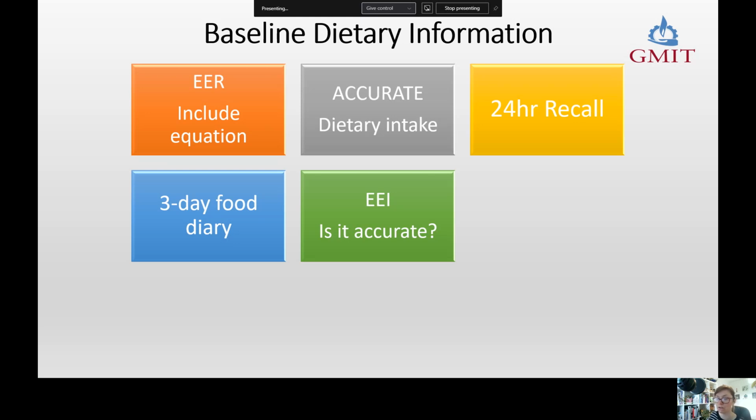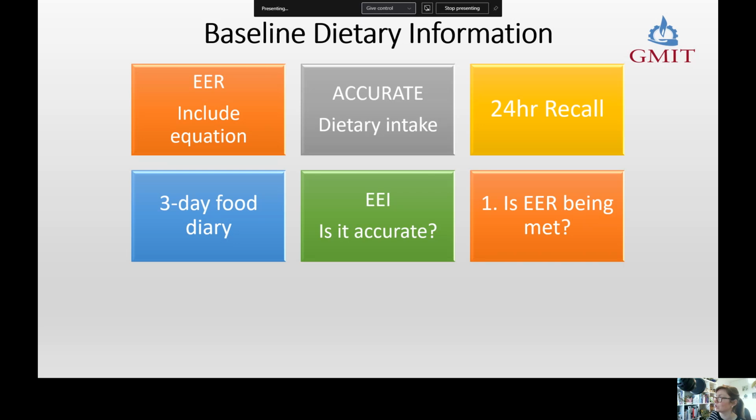What you could do at postgraduate level certainly would be a Goldberg cutoff to assess whether you could show that they're underreporting. At undergrad level, go back, ask your athlete again. Let's just go through your 24-hour recall one more time. Or let's do another one. Did you have anything to drink with that? Were there any snacks? I'm going through my forgotten foods list. So making sure that the dietary information is accurate.